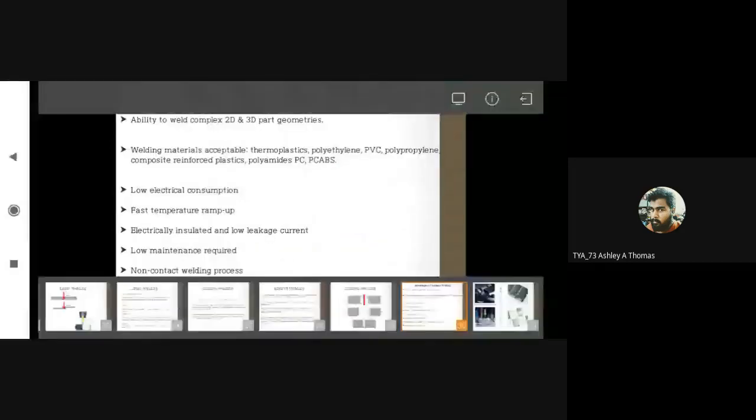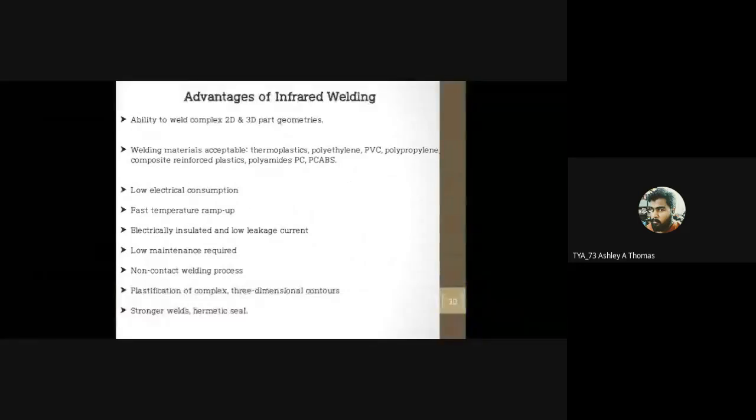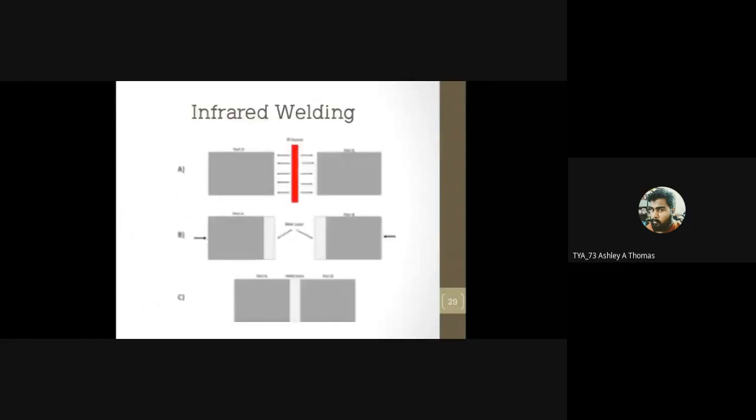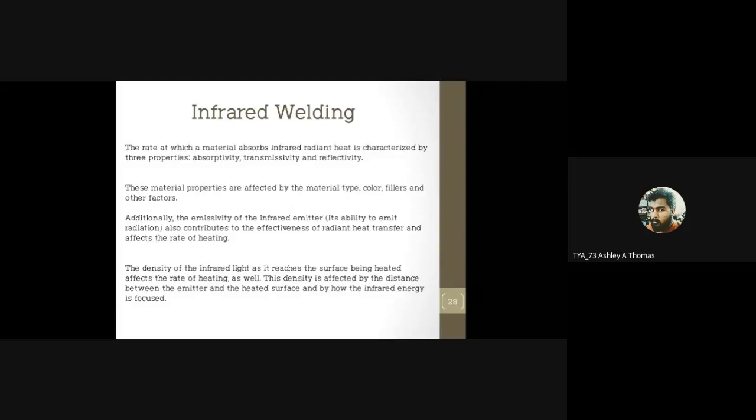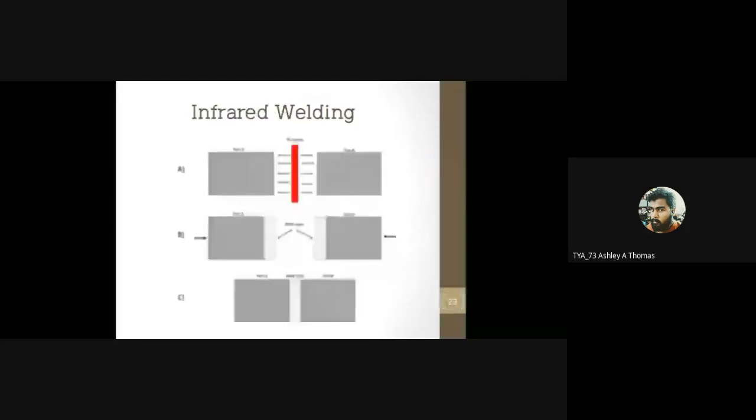So what we saw today, the last one was infrared welding. Very strong and hermetic seal is possible. Fast heat generation is possible. The surface is not coming into contact with the source, so stress generation will not be there. Less distortion, irrespective of the material. Material is not important, rather the surface of the material is important.